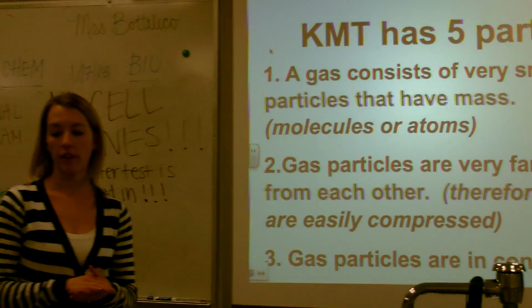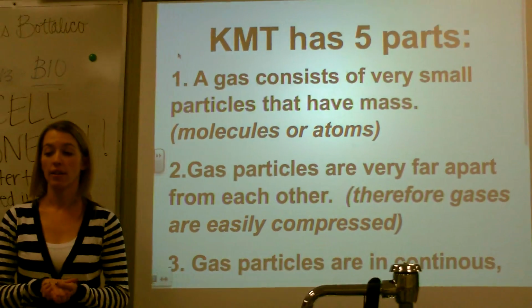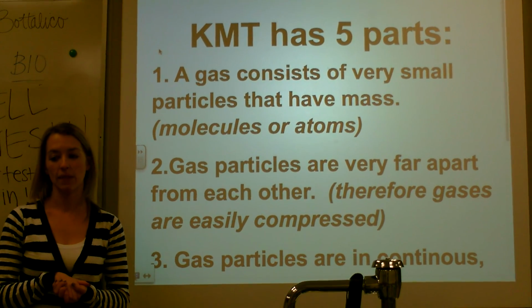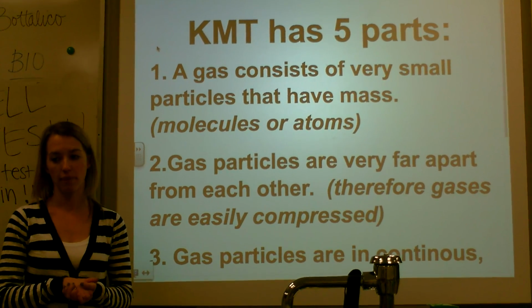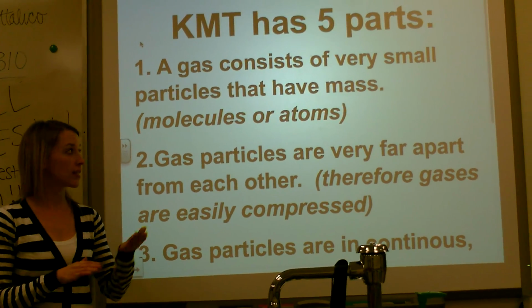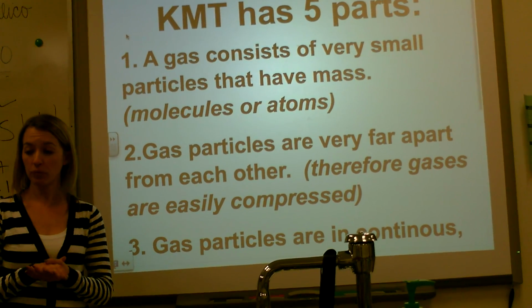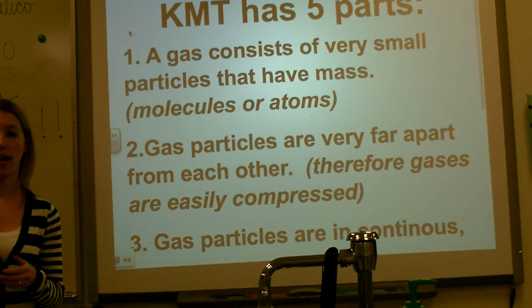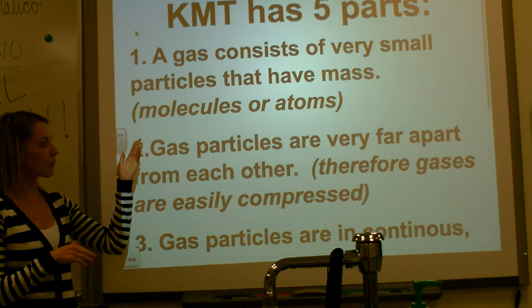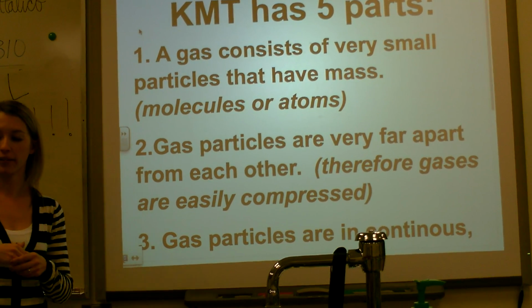The kinetic molecular theory has 5 different parts. The first part is that a gas consists of very small particles that have mass. And you'll refer to these as atoms if there's a single atom, or molecules. An example of an atom that's a gas would be argon, or if it's a molecule, carbon dioxide.